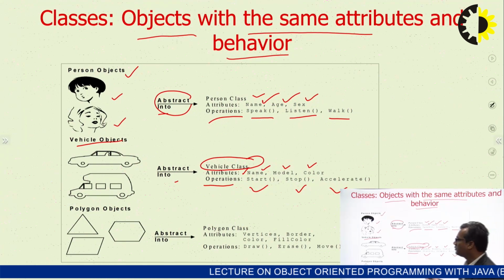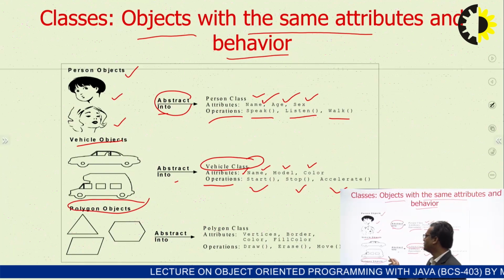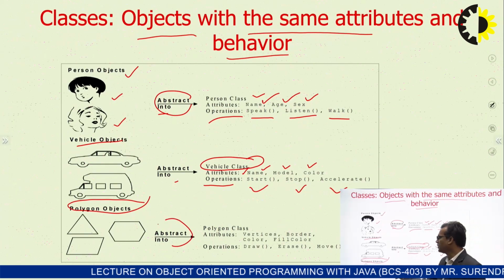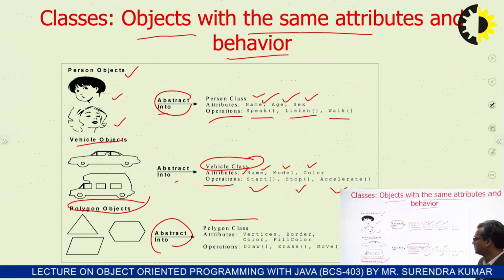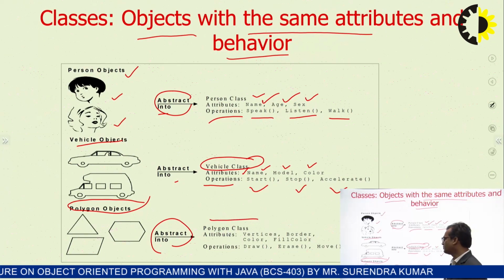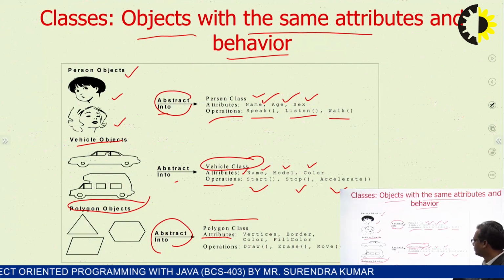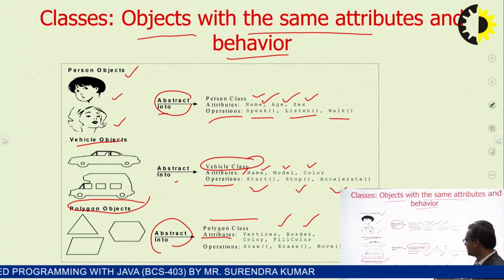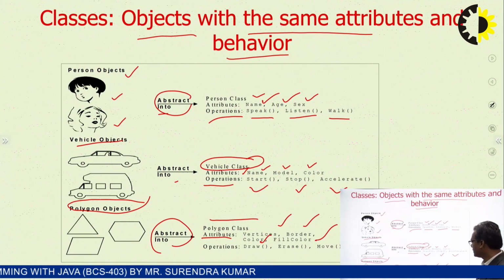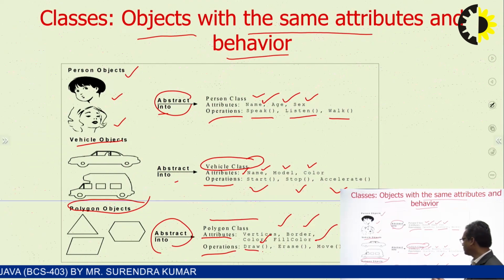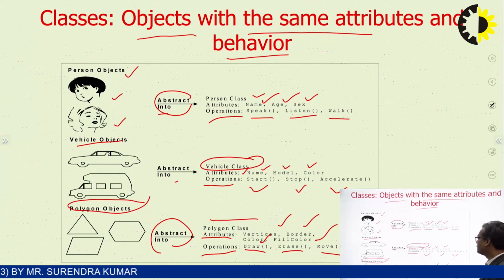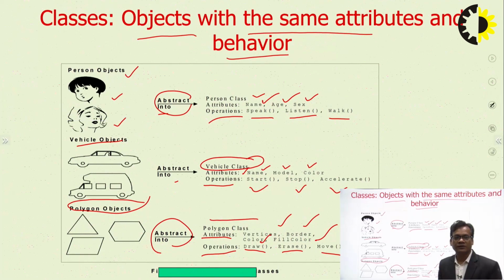Same, if we talk about shapes like a polygon object, you can abstract it into a polygon class. The polygon class may have some attributes like vertices, borders, colors, fill colors, and they may have some operations: draw, erase, move. In this way you can define a class on some object which contains attributes and operations. I hope you understand the concept of class.